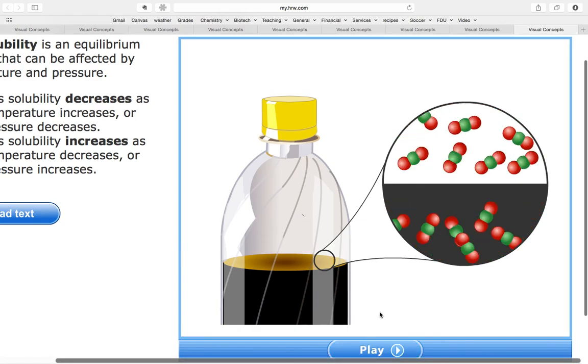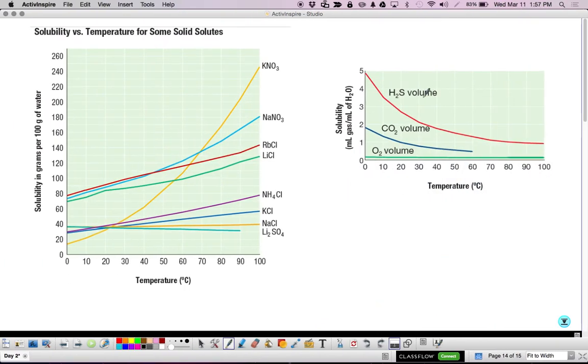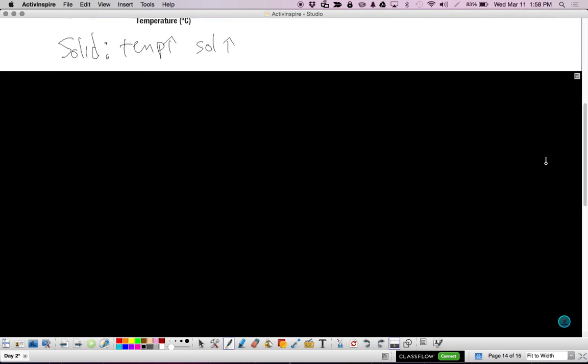Okay, so now it's going to start talking about pressure. So I just want to go back and think about temperature. We saw that as temperature increases, the solubility decreases for a gas. For a solid, as temperature increases, the solubility increases. And I may have you use that for something on the test, so be aware that that's coming.